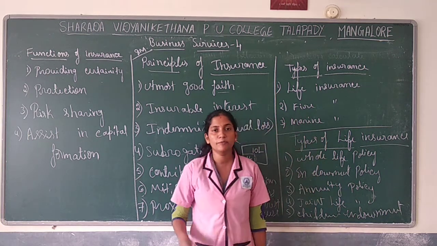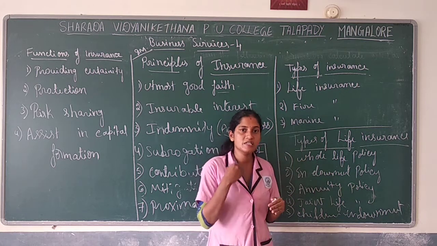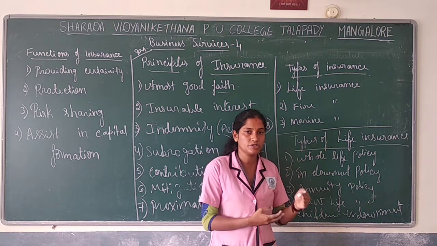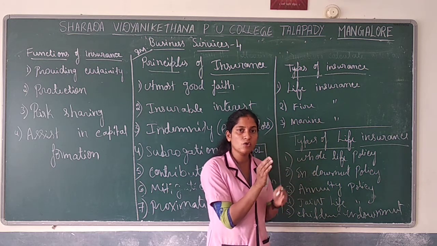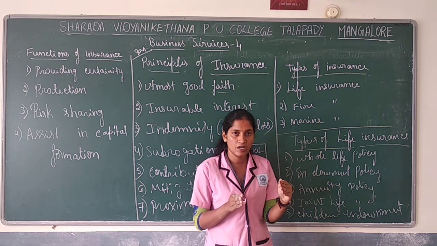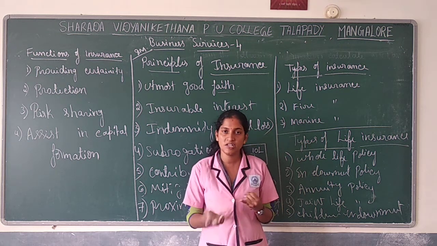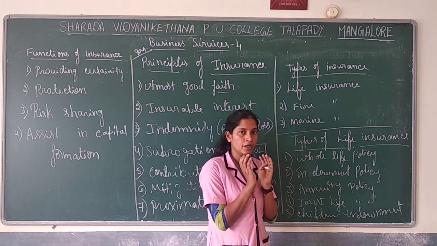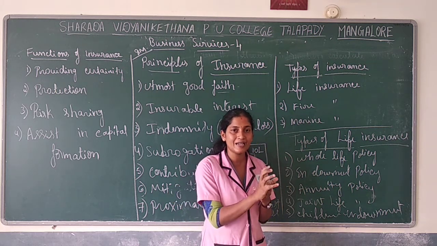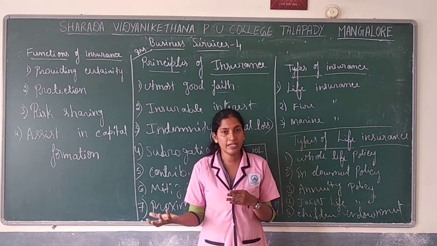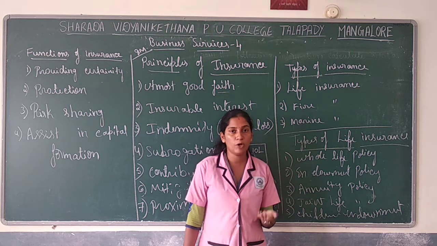Endowment policy. An endowment policy is like a whole life policy, but the premium is paid for a certain period of time, up to a certain age. After that, he gets the amount on whichever is earlier, either attaining the age or death. If he attains a certain age, he may get it, or if he dies, his family may get it. That is endowment policy.